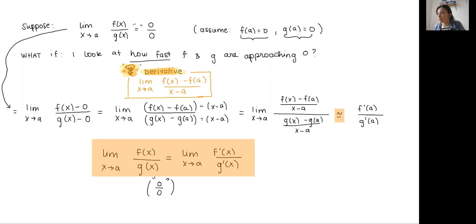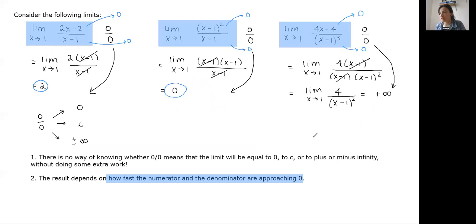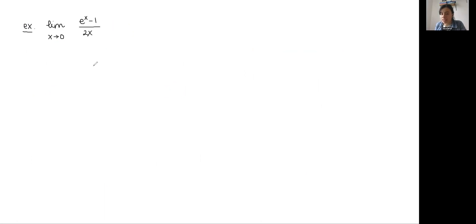I'm going to find the limit when x goes to 0 of e to the x minus 1 divided by 2x. Now, these limits were easy to evaluate. You just have to factor and cancel some terms. This limit over here, though, is not as easy to evaluate.